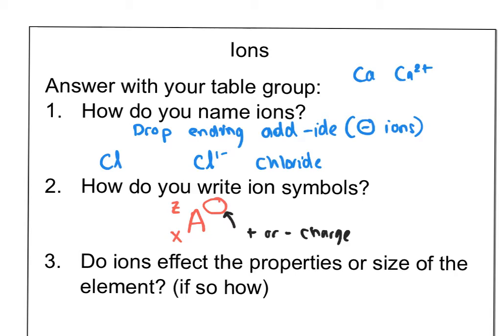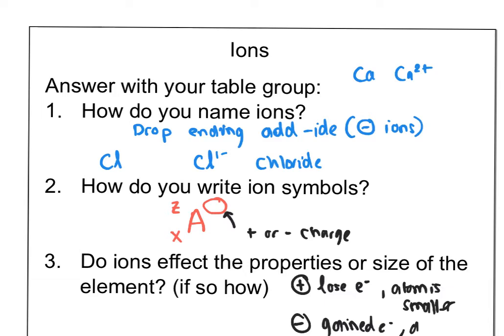How do ions affect the properties or sizes? So the size of the atom will change slightly. If it's a positive cation, meow, cat, meow, it's positive, it's going to lose electrons. So the atom is slightly smaller. Negative means we gained electrons. Atom bigger.